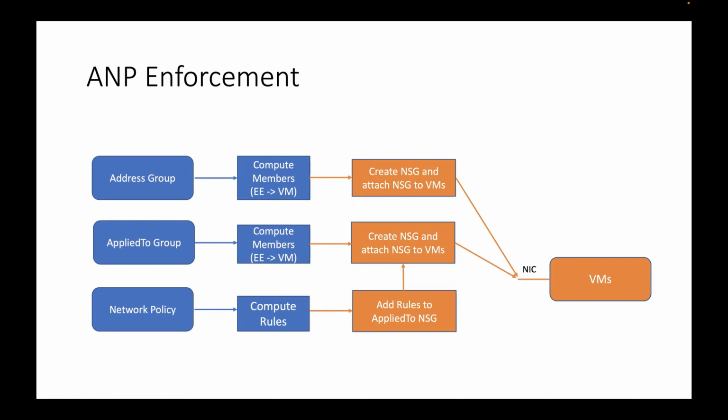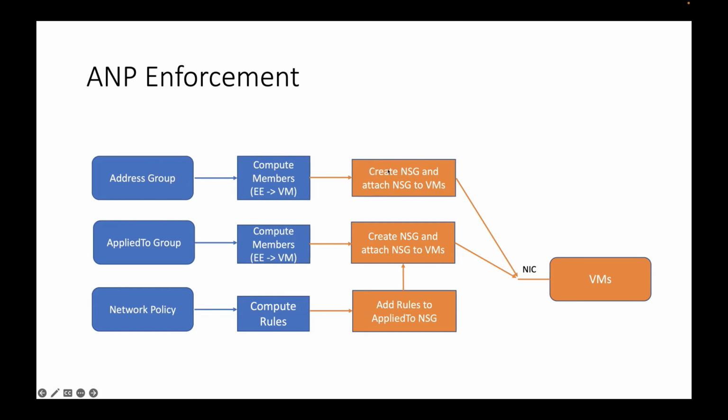external entity. Whenever the NEFI controller receives this, it computes the members, from external entity to which VM in the public cloud this address group belongs. For this particular address group, we create a network security group in the cloud. Once we have created this network security group, we attach it to all the VMs, or all the external entities, which are part of this address group.